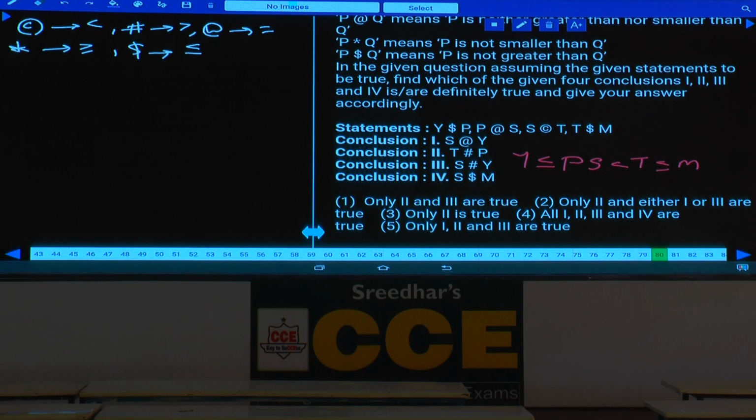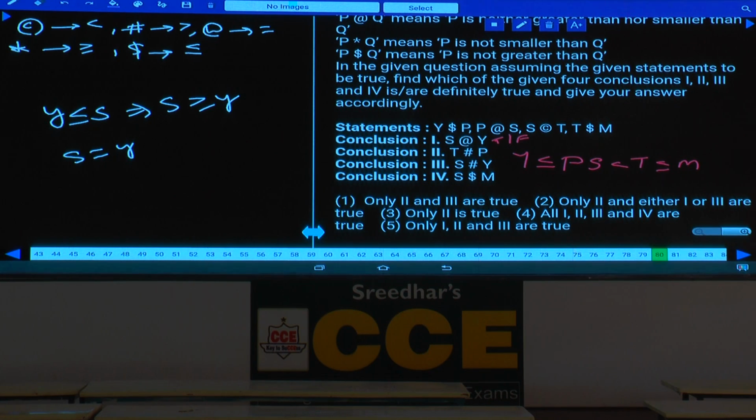S, what can I say about this one? S and Y. Y lesser than or equals to S is the conclusion I got. Y lesser than or equals to S is the final conclusion. But as in the first conclusion here, that means S is greater than or equals to Y. Now in the first one, S at the rate of, that means S equals to Y. Is S equals to Y? May or may not be. This is not 100% true. May be true or may be false.